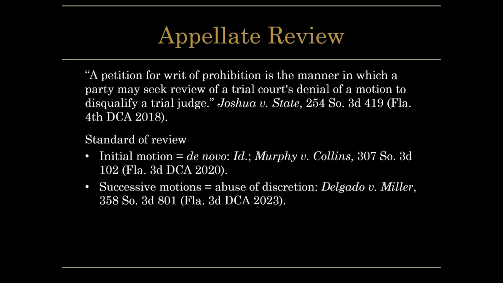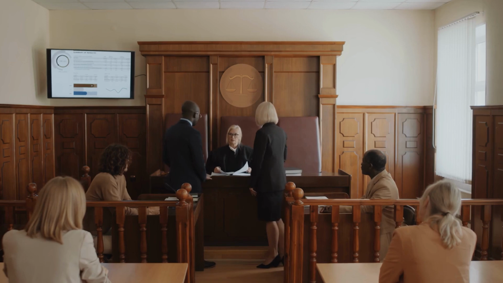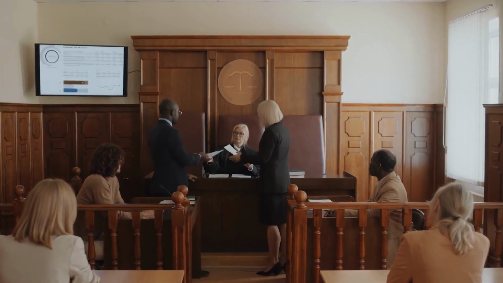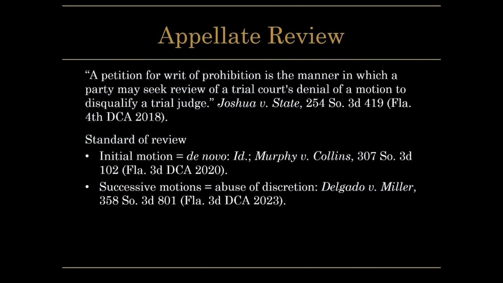A writ of prohibition is simply an action in the appellate court to challenge that a public official, in this case, that would be the trial judge, to challenge the jurisdiction of that public official to act in a case. And that fits perfectly with the disqualification because the entire point of the motion is that the judge shouldn't be acting on the case because of their bias.